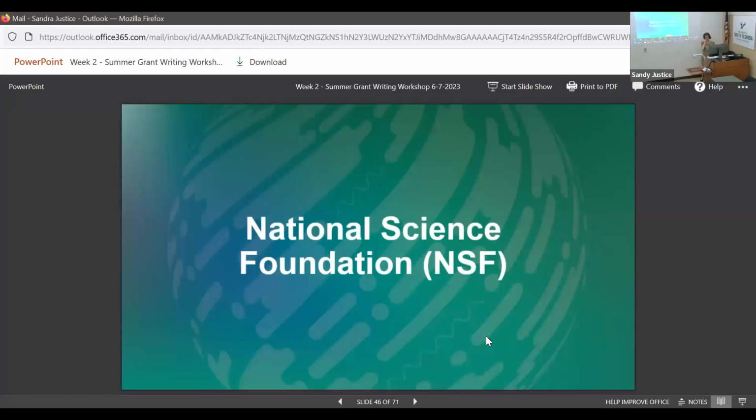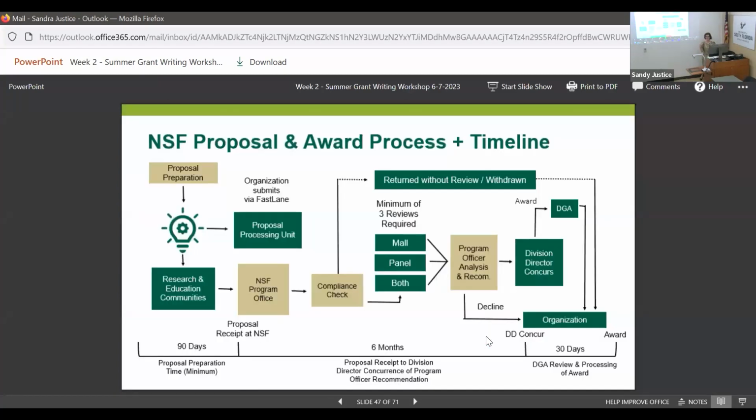Okay. So we're going to move on to the National Science Foundation. And the National Science Foundation looks at research in a different way, in that they are looking at STEM research, they're not looking at health. You have the National Science Foundation and you have National Institutes of Health.